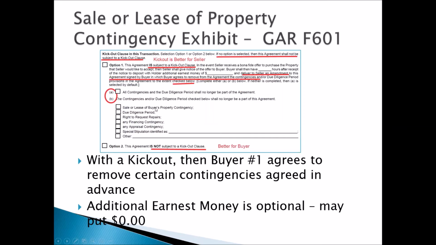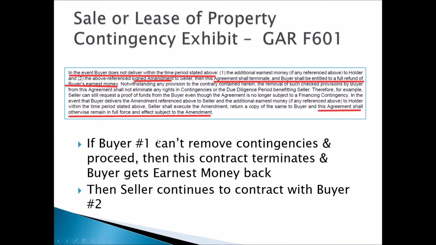So this first one, the sale or lease of buyer's property contingency. That second buyer might say, look, I can afford both mortgages, I just don't want to. That might be the option if you have that second buyer who still wants the new house and is willing to carry 2 mortgages for a short time. If you have buyer number 1, depending on how far along you are, you might not be able to remove that contingency, or there can be a blanket removal of all contingencies. So that's how that form works.